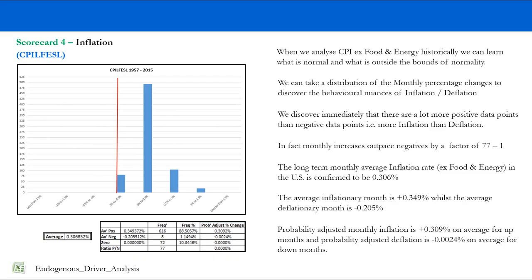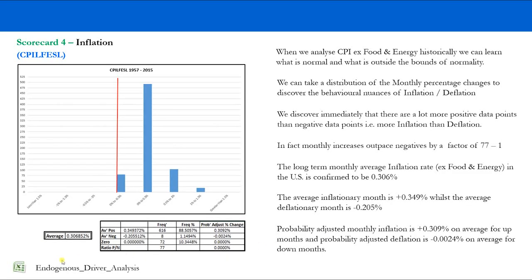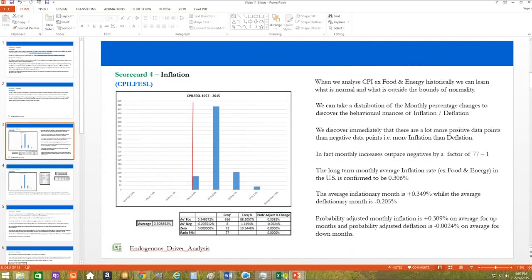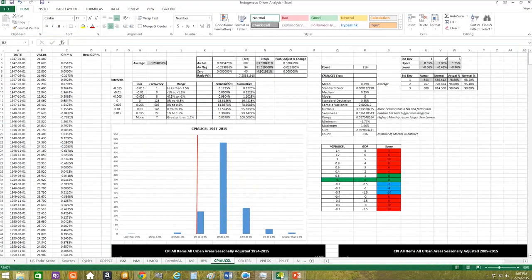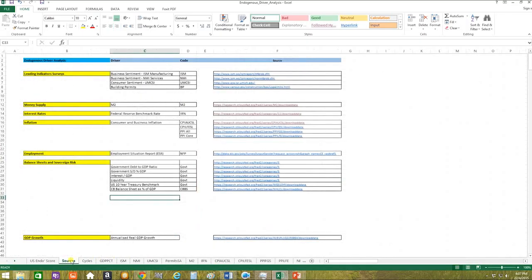Now we can go over to the spreadsheet and have a look at these stats. So why don't we do that now? If we head over to the spreadsheet, endogenous driver analysis, we can start looking at the CPI X food and energy. So we want to come out of the tab here for the CPI that includes food and energy. First, we'll have a look at our sources tab.